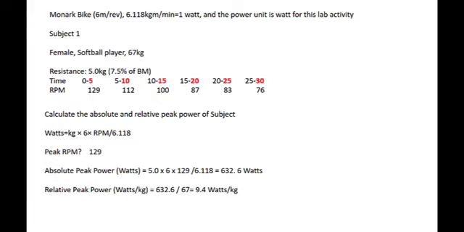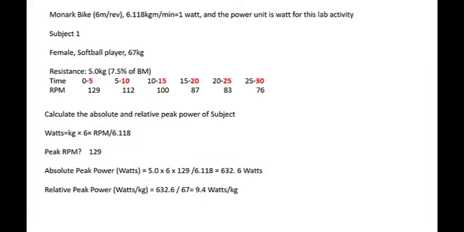So her peak RPM was 129 at the 5th second. So absolute peak power in watts equals 5.0, this is her kilo setting, multiply 6, this 6 is a constant for the Monarch bike, and multiply 129, that is the peak RPM, divided by 6.118, equals 632.6 watts.